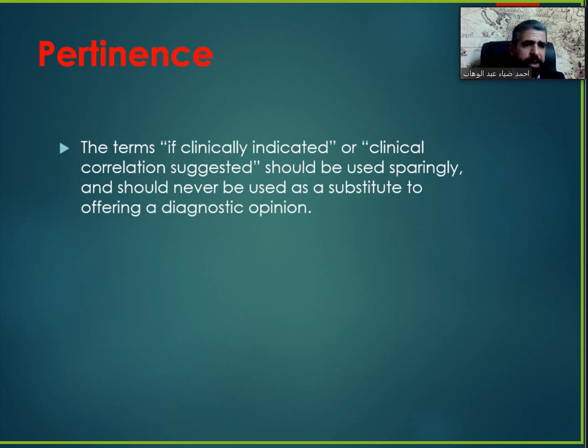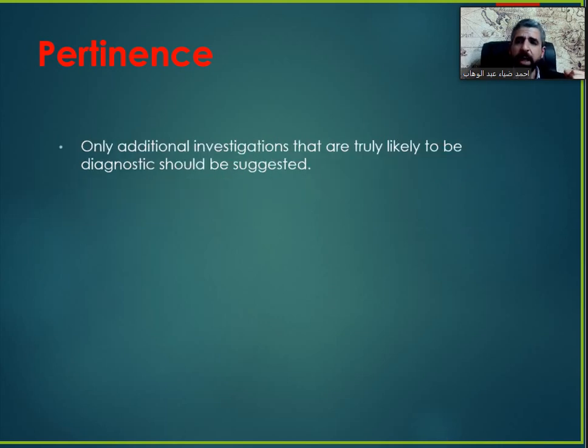You offer your opinion. To suggest a clinical correlation for a solitary 4 cm solid non-fat containing renal mass is inappropriate. This should be treated as a renal cell carcinoma until proven otherwise. It has no fat, it's a mass in the kidney. You don't write clinical correlation is recommended, even if there is no hematuria or no other symptoms. Only additional investigations that are truly likely to be diagnostic should be suggested. You add something that should be diagnostic to the patient.